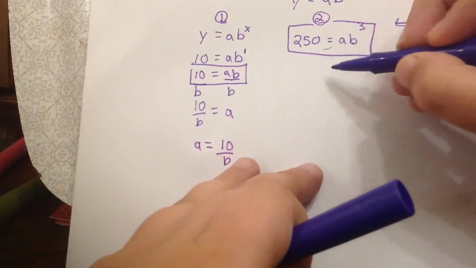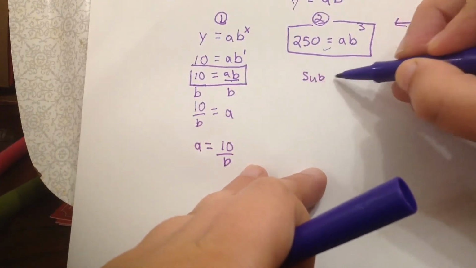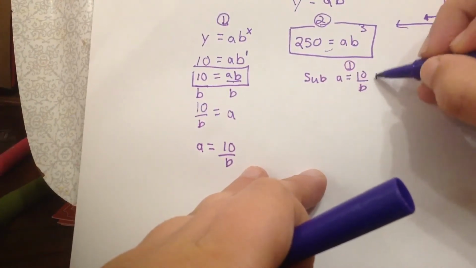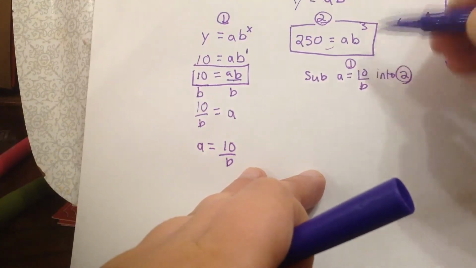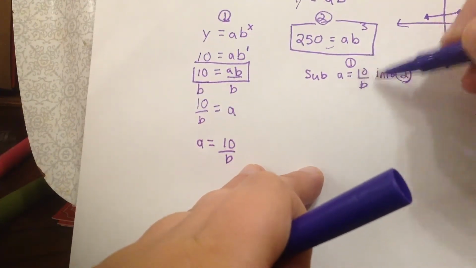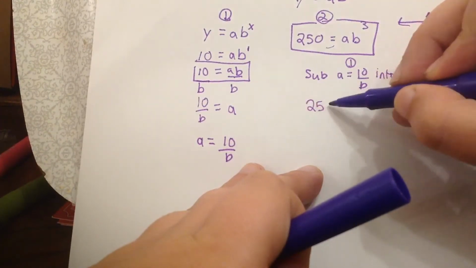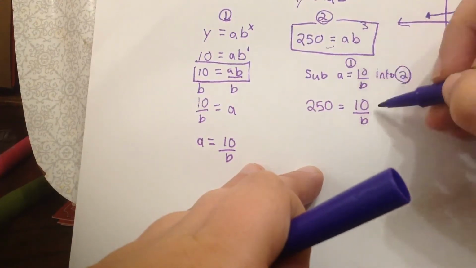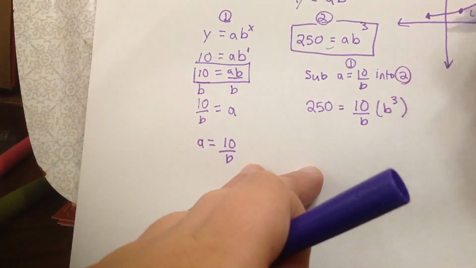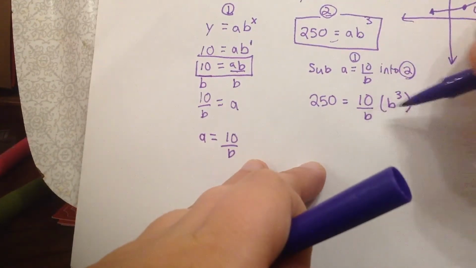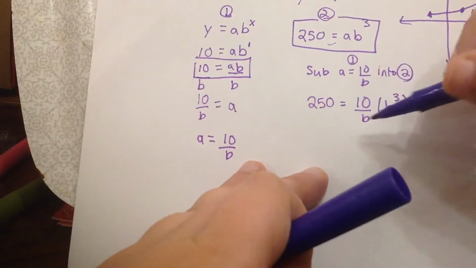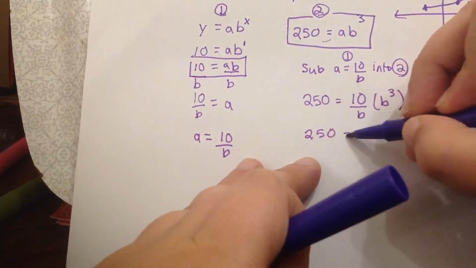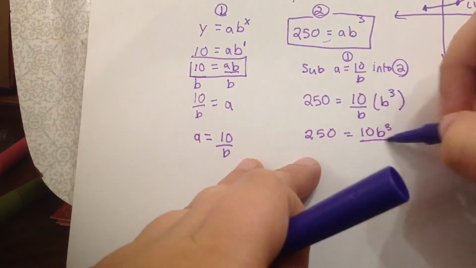So then I'm going to go over to 2. I'm going to sub a equals 10 over b, which is equation 1, I guess I could call it, into 2. So wherever I see a now, I'm going to put this new thing here, 10 over b. So we have 250 equals, our a is now this, so I'm going to put 10 over b times b to the power of 3 in brackets here. And now all I'm going to do is simplify this. This is where we need to know our index form and how indices cancel each other out. So simplifying this out, we have 250 equals 10b cubed over b.